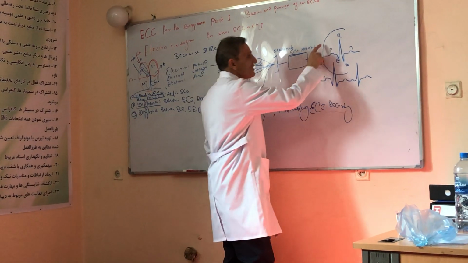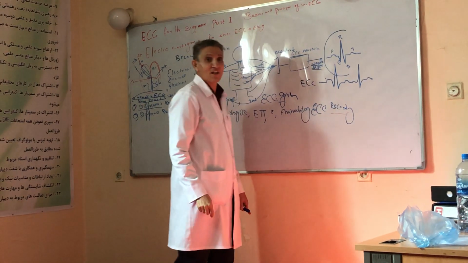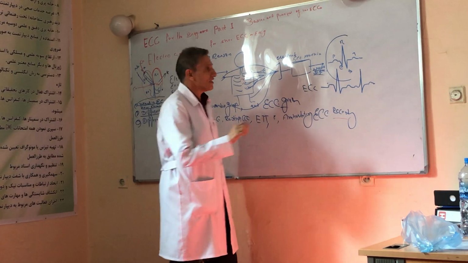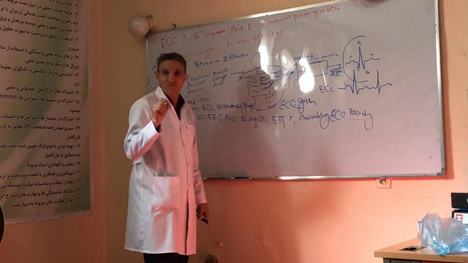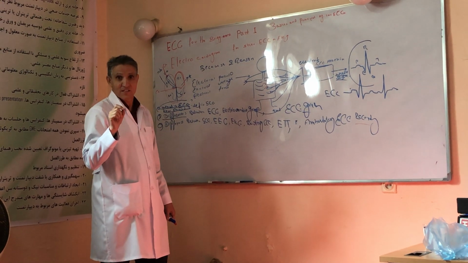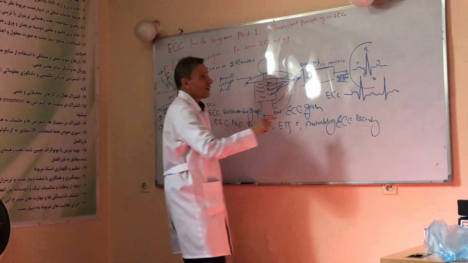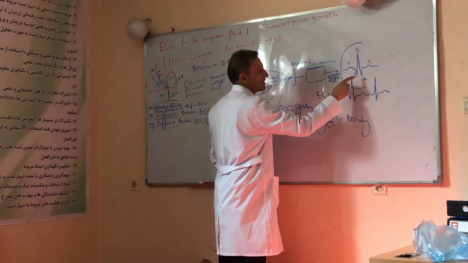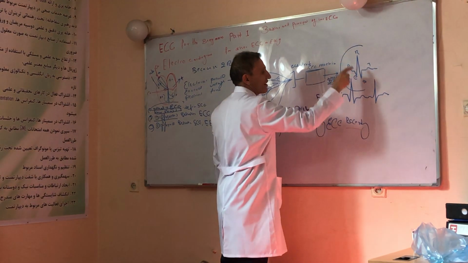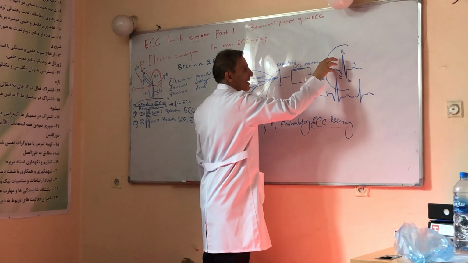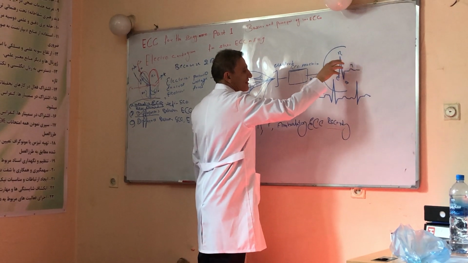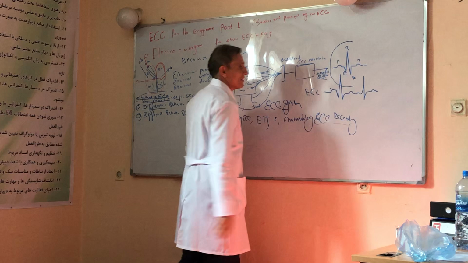Remember, all of these letters are English alphabet letters. They don't stand for anything. They are arbitrary English alphabet letters: first P, second Q, third R, S.